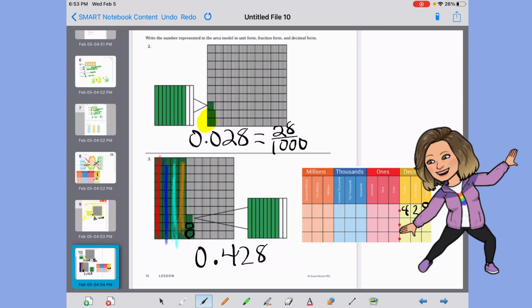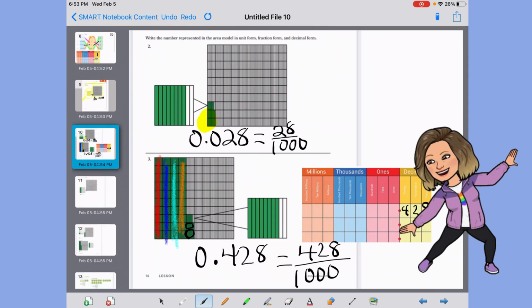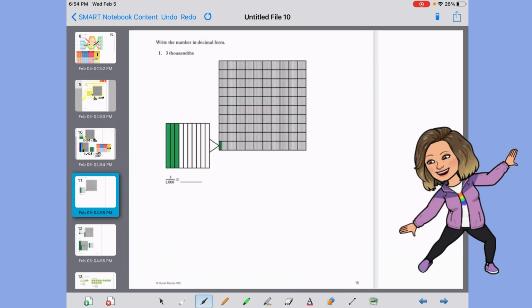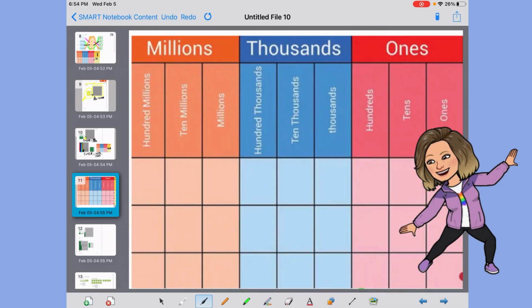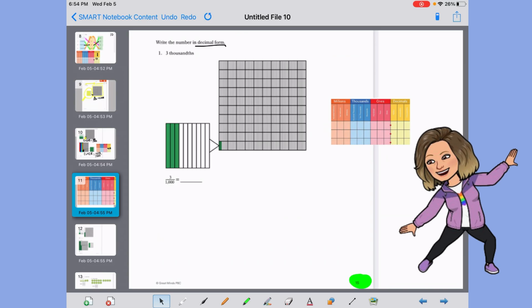428 thousandths. That tells me I have 428 of the 1,000 pieces I need to make a whole piece. Okay, when I look here, it's showing me on the next page, I'm on page 15. If you look down there, I have 3 thousandths filled in, and it wants me to write that as a decimal. Remember, if we need it, we can look at our place value chart.